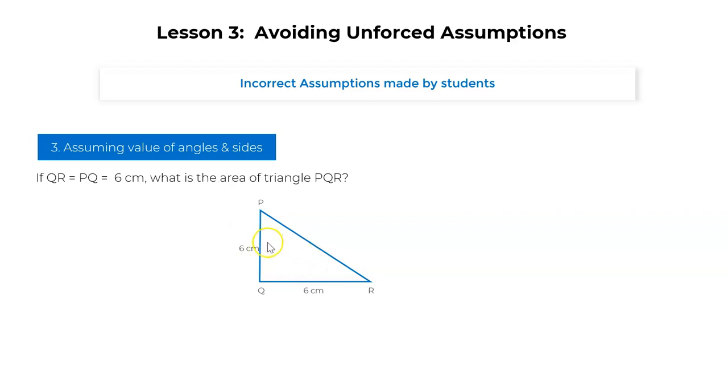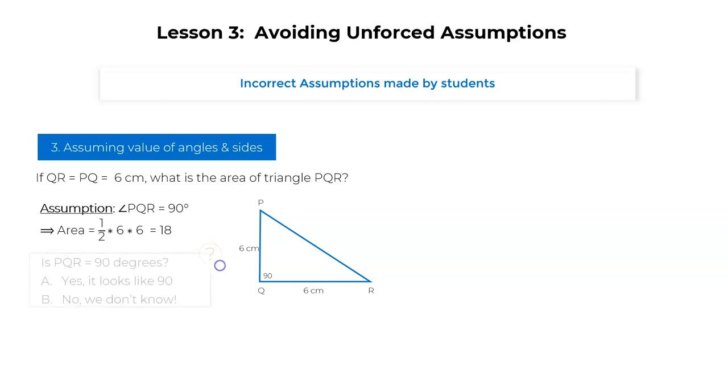So what people usually do is they look at this diagram and they make one assumption, and that assumption is, hey, it looks like 90 degrees, so let me assume it as 90 degrees. Okay, and the moment that they make this assumption, they find out the area as half base times height, 6 times 6, and they say that the area is 18. Now, after looking at the diagram, you should ask yourself first before making an assumption, hey, is angle PQR 90 degrees? Okay, now if you just say that, hey, it looks like 90 degrees, so let me take it, you're wrong. You should not do that.